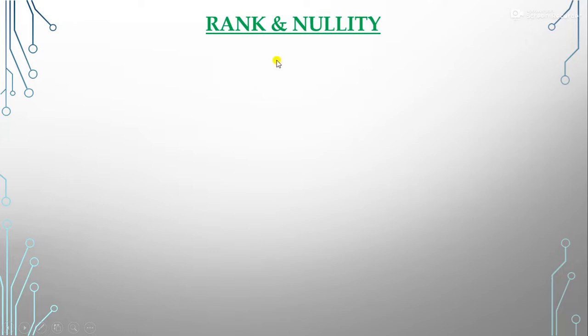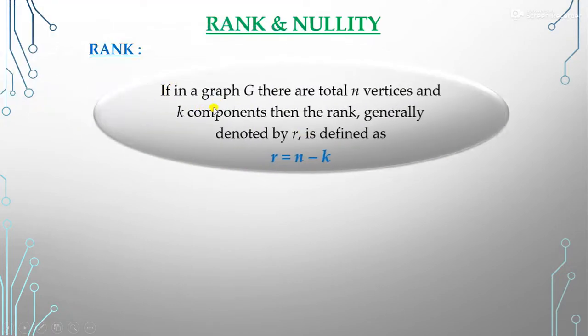Now come to the rank and nullity. So what are the rank and nullity? First of all, we discuss the rank. So what is the rank? If in a graph G there are a total of n vertices and k components, what are components? I told you earlier what components are. If we have a disconnected graph, you have two or three parts of that disconnected graph, and those are called the components.